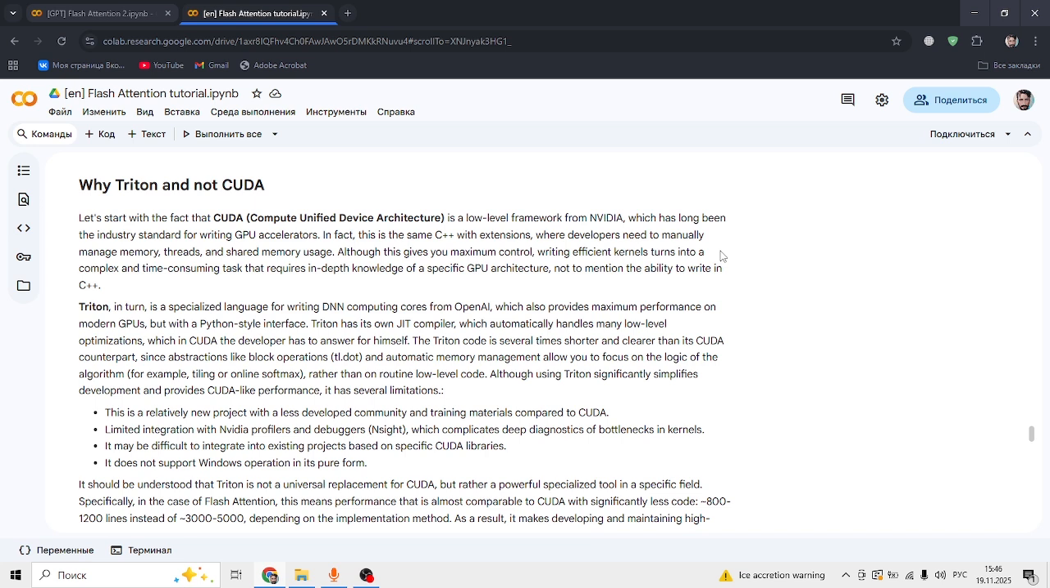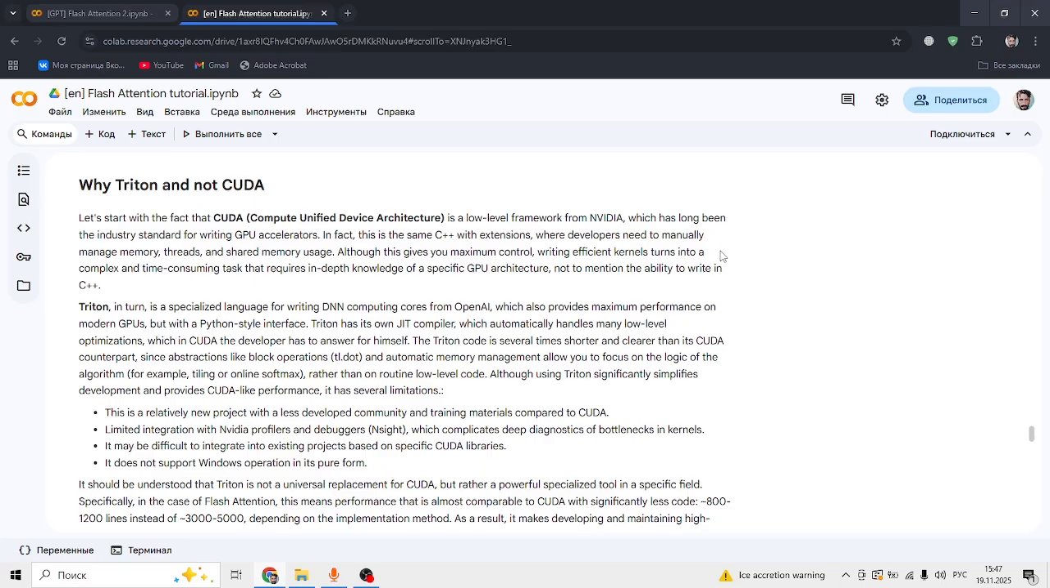Triton, this is the language. I would say that this is like a framework from OpenAI, and it lets us perform low-level operations in a Pythonic style. So you just need to know Python, you can read some documentation, watch tutorials, and you can start writing your own Triton code.